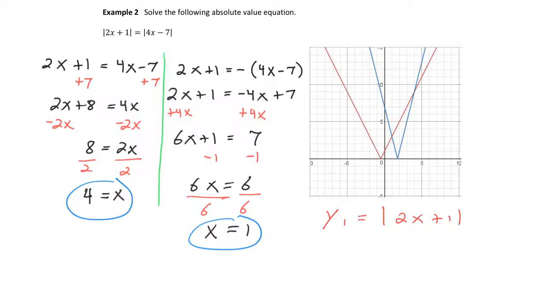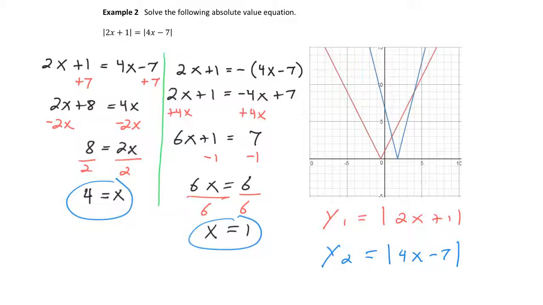And my other equation for y2, it's not a horizontal line. It's actually a second absolute value equation. So this was the absolute value of 4x minus 7. And that matches up too. If I look at this blue equation, it has an intercept of 7, which agrees with, well, in absolute value, it would become positive 7. So the two equations do in fact match up.